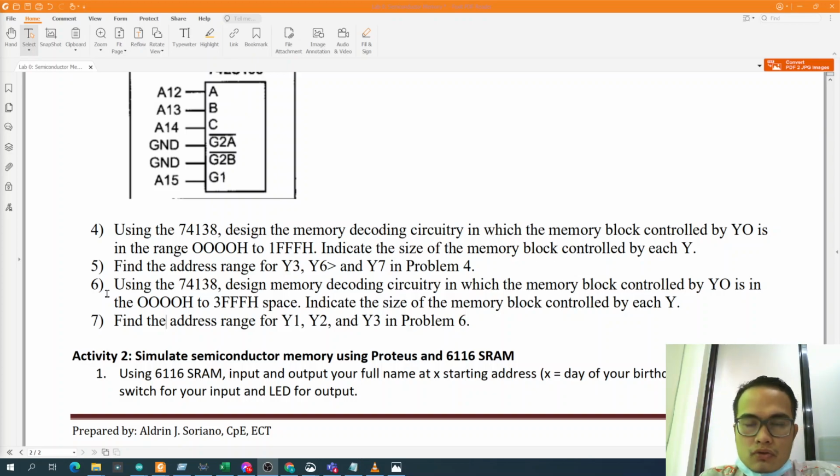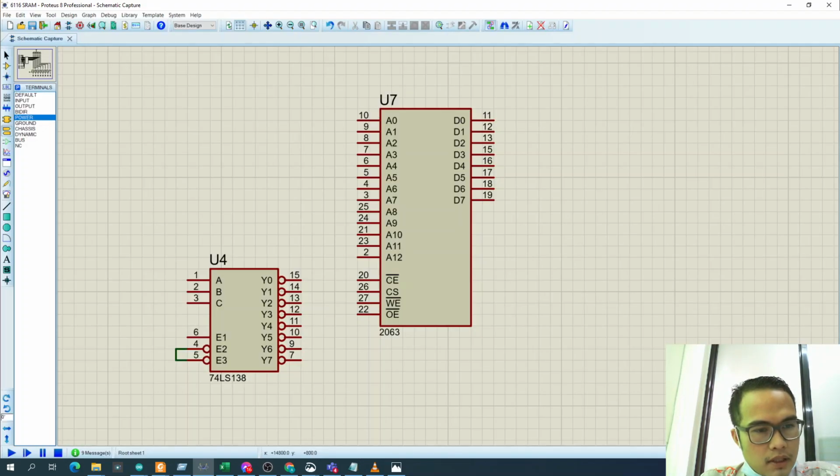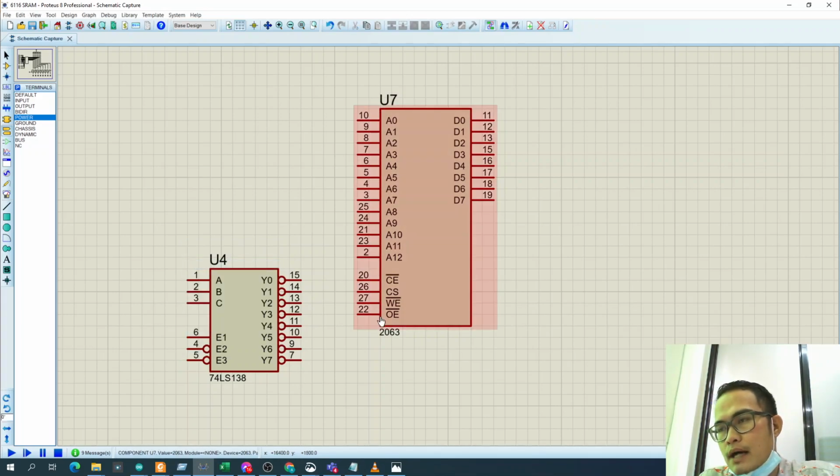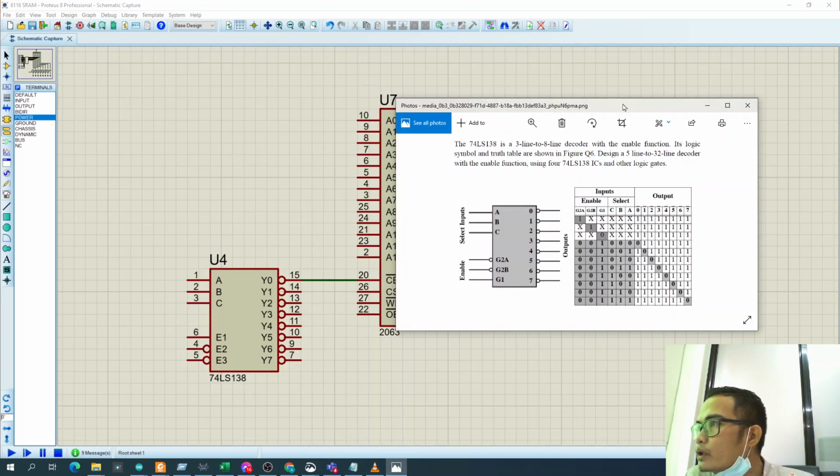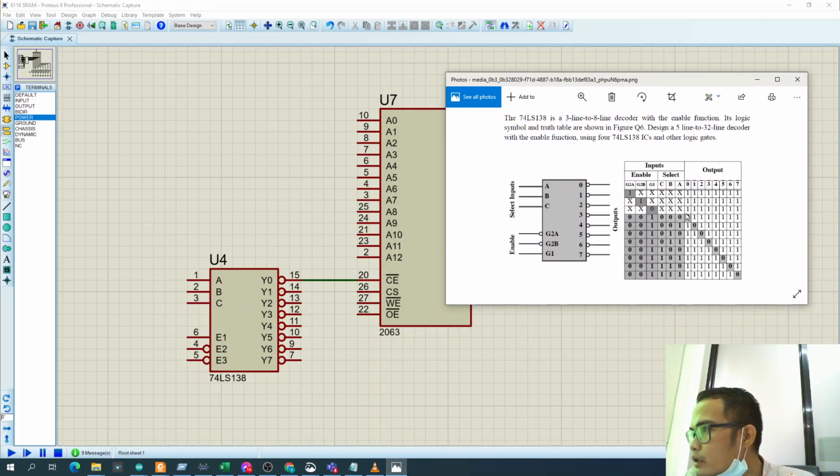Okay, so let me share the Proteus. Okay, so in here we have the 12-bit address bus for the SRAM and 3-bit input for the 74LS138 decoder. So using Y0, we all know that according to the truth table, if we activate the Y0, the A, B, and C should be 0, and the G1 is 1.